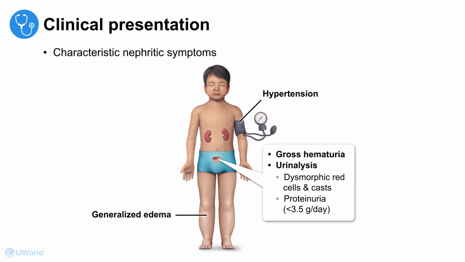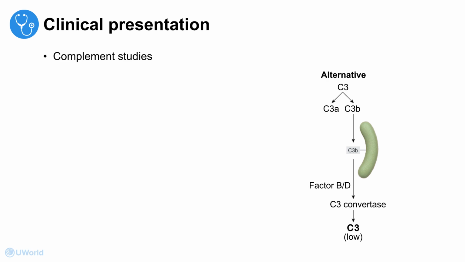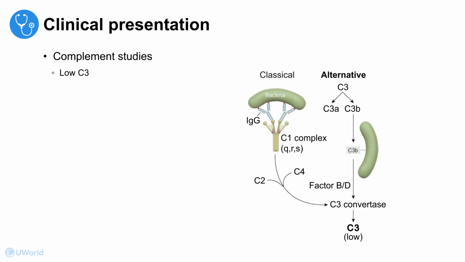Nephrotic range proteinuria is uncommon since glomerular inflammation reduces filtration capacity, limiting the total amount of protein that can be excreted. The impaired glomerular filtration also commonly causes elevated serum creatinine and blood urea nitrogen levels, which are indicators of acute kidney injury. Another characteristic laboratory finding is decreased C3 levels secondary to consumption in the glomeruli.